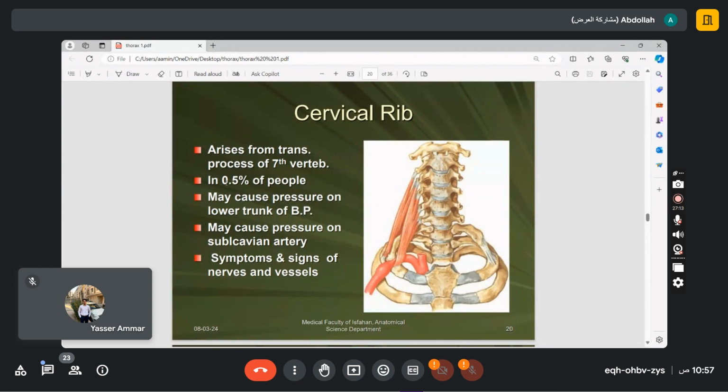In 0.5% of people, this may occur. These cervical ribs cause pressure on the lower trunk of the brachial plexus, and in the back, this may cause pressure on the subclavian artery also. Humans that have cervical ribs may suffer from upper limb nerve and vessel damage.